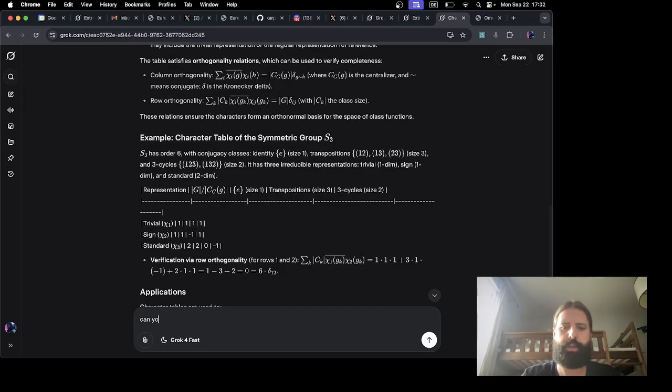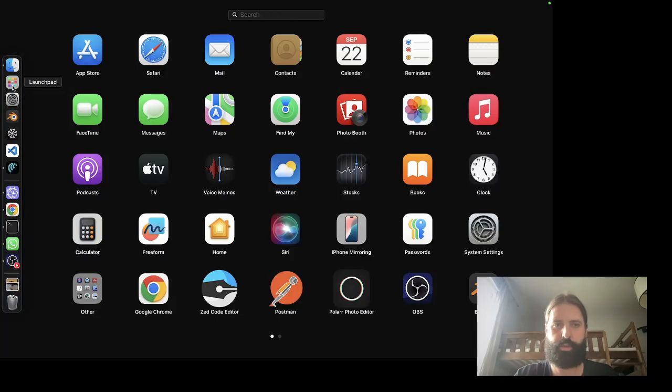Can you give me GAP code to compute the character table of S3? Because, as I said, I do have GAP, right?